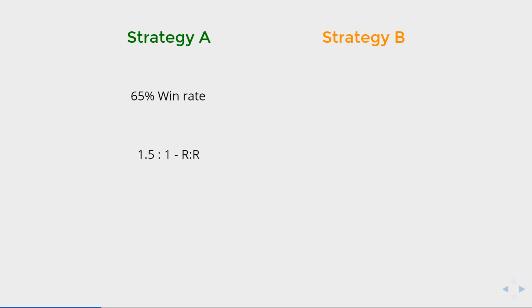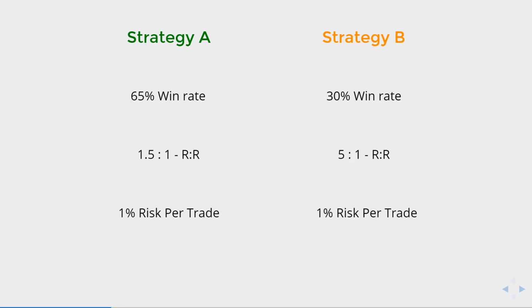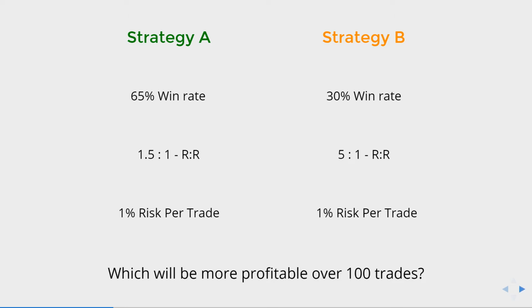Here we have two strategies, Strategy A and Strategy B. Strategy A has a win rate of 65% and an average risk to reward ratio of 1.5 to 1. Strategy B has a win rate of 30% and an average risk to reward ratio of 5 to 1. Both strategies will be risking 1% of their account per trade. Now we can use these numbers to estimate what return we may get over, say, the course of 100 trades. But before we do, just looking at these numbers here, which do you think will have the higher return?